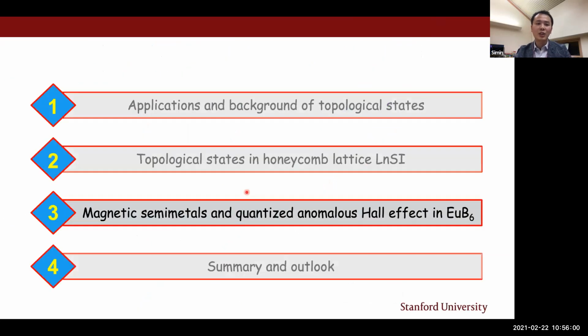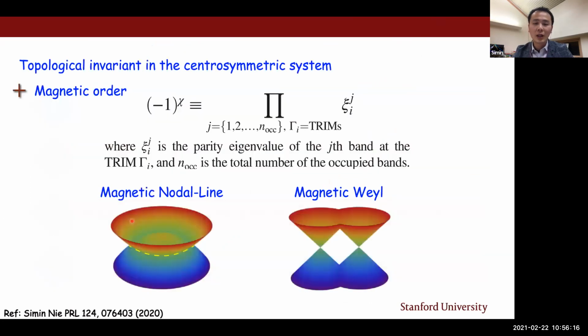Okay, next I will introduce the very recent paper. Here we study the magnetic semimetals and the quantized anomalous Hall effect in europium boride EuB6. It is well known that the Weyl point doesn't need any symmetry protection except the translation symmetry. So it is usually very hard to find the Weyl metal.